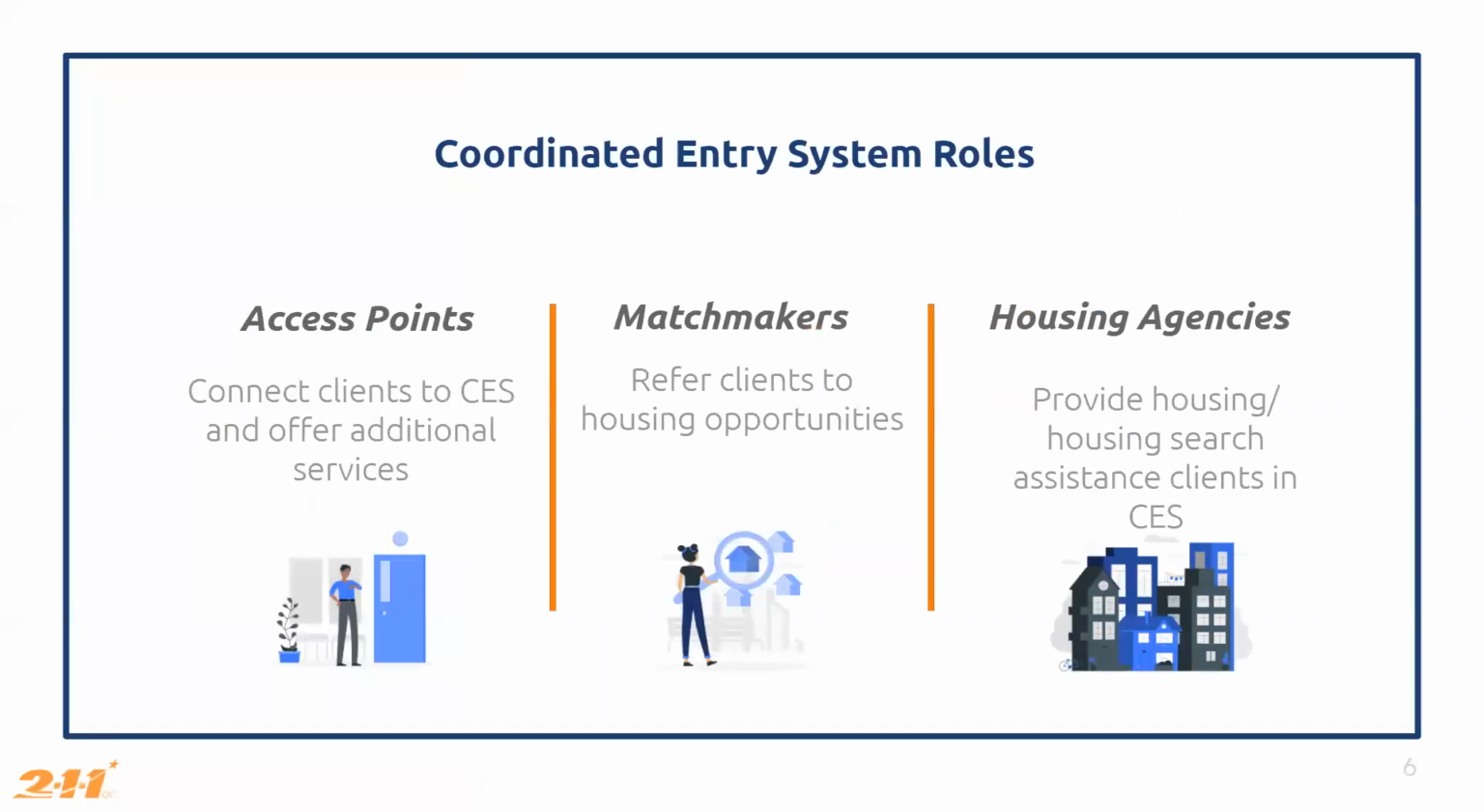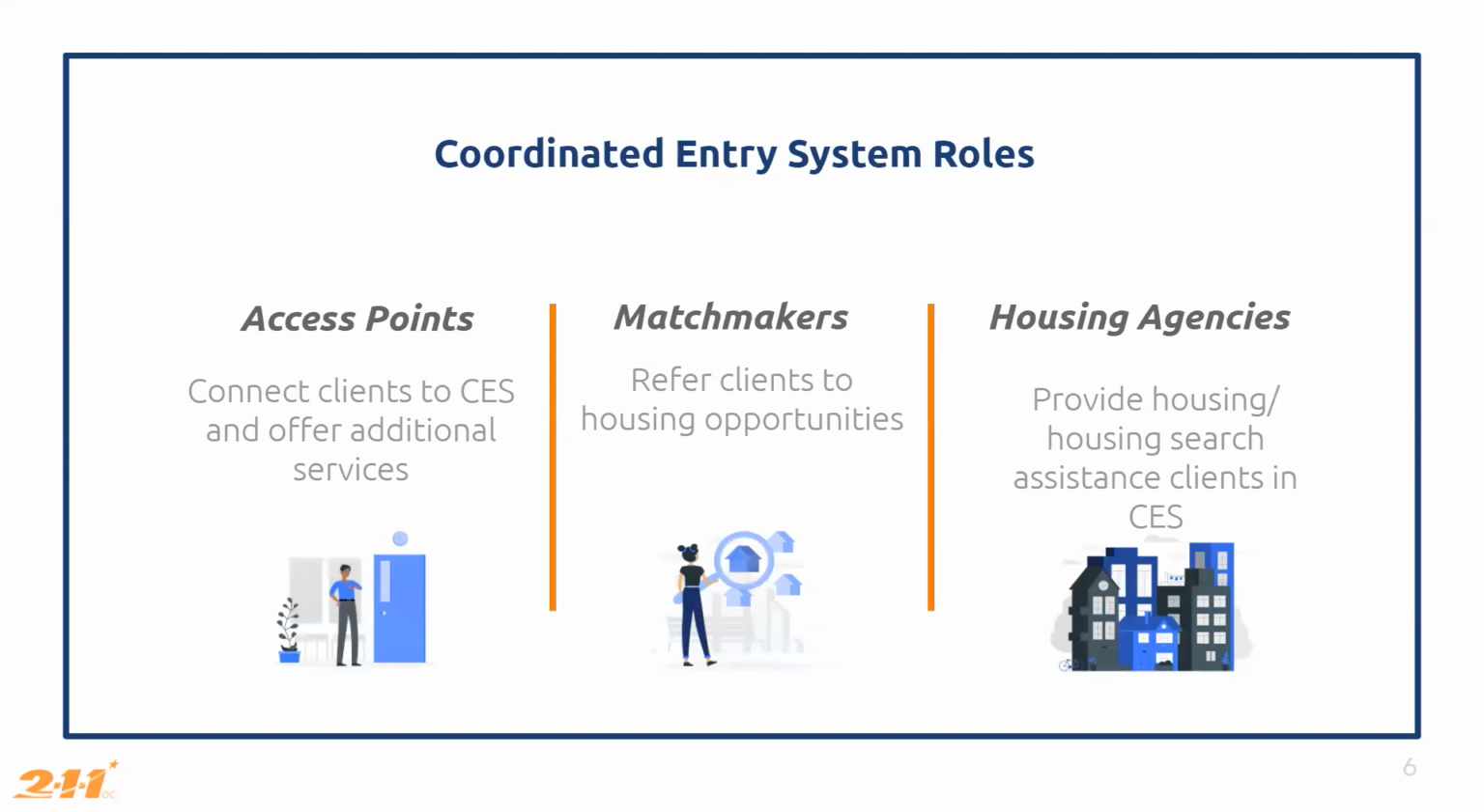There are three main roles or components that work together in the intake, assessment, and referral of the population experiencing a housing crisis: access points, matchmakers, and housing agencies. Our goal as a community is to house these families by working together collaboratively using these roles. The first role is the access point, which are the agencies that connect the clients to the coordinated entry system. They also provide additional services to clients, such as case management.